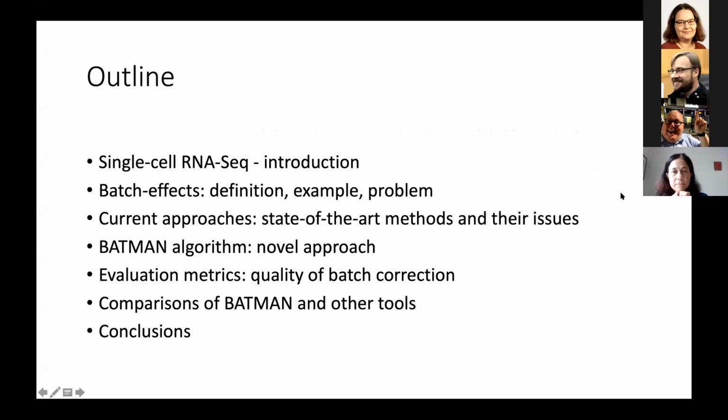So the outline of my talk is the following. I'll go briefly over single-cell RNA-seq, just in case somebody is not familiar with this set of technologies, and then I'll present the problem of batch effects, give the definition, example, and formulate the problem. And then I'll talk about the current approaches. There are a bunch of methods, and even state-of-the-art methods have their issues. I'll talk about my approach, which is called Batman, and I'll explain the acronym. Finally, I'll go over the evaluation metrics and how we compare Batman against other tools.